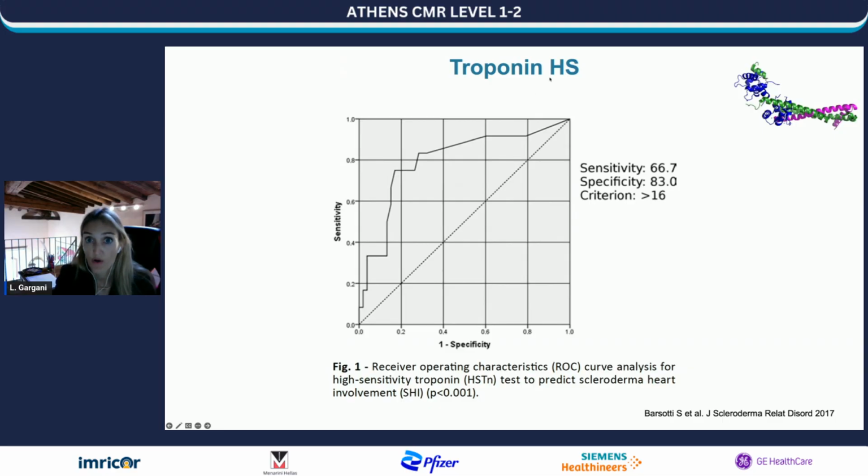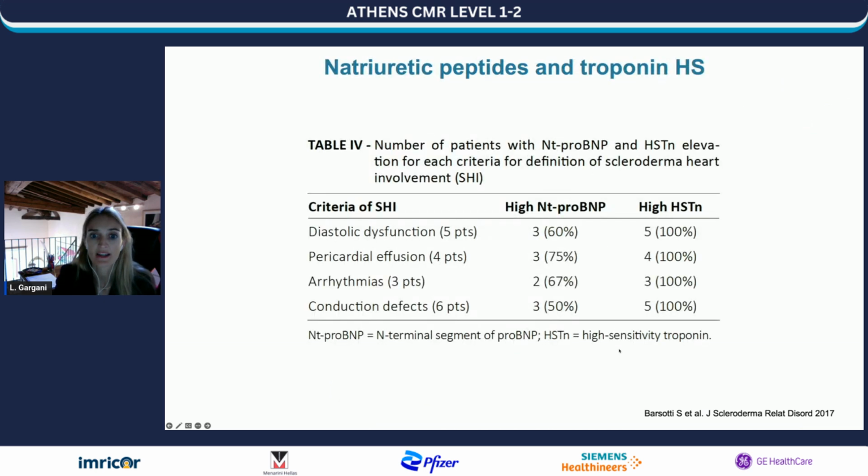And also troponin, and again, we are always speaking here about high sensitive troponin, can be used to predict cardiac involvement. You see here the ROC curve, sensitivity and specificity are not bad. And here, the high sensitive troponin is even more sensitive than NT-proBNP. You see here that patients with different kinds of cardiac involvement, diastolic dysfunction, pericardial effusion, arrhythmias, conduction defects, all these patients had high sensitive troponin, whereas not all of them had high NT-proBNP.